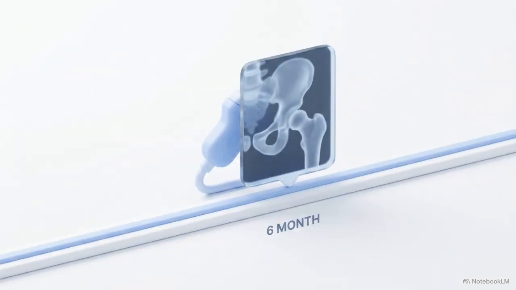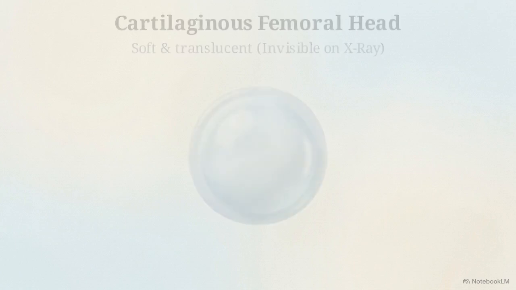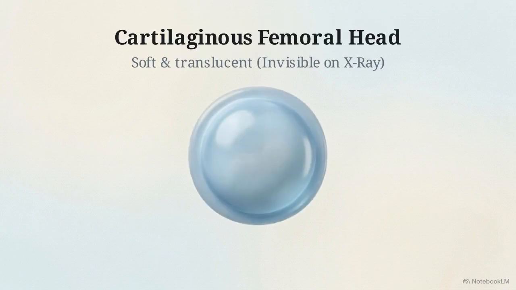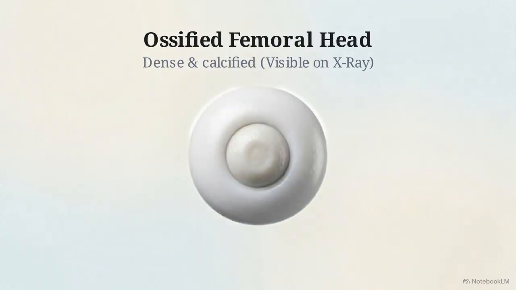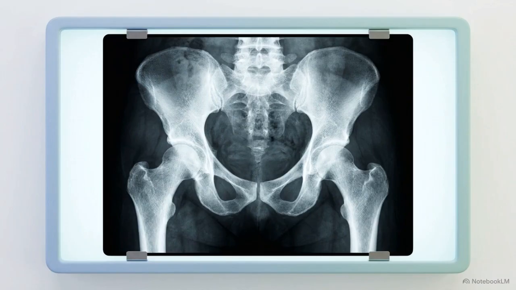At 6 months of age, the infant hits another major developmental milestone, one that forces a complete shift in our imaging strategy. The soft, cartilaginous femoral head finally begins to calcify. An ossific nucleus forms directly in the center of the cartilage, rapidly increasing the density of the bone. Because ultrasound cannot penetrate dense bone, it loses its diagnostic utility. Plain film antero-posterior X-rays now become the gold standard for evaluating the hip.